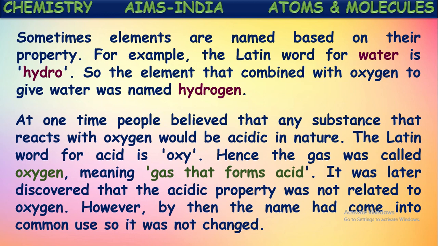So earlier they thought that the substances on reaction with oxygen were forming acids. That is why the name oxygen is given for this element. Oxy means here acid. Oxygen means acid generator or acid former. Of course, it was later discovered that the acidic property was not related to oxygen. However, by then the name had come into common use, so it was not changed. Actually, the name oxygen is given based upon the assumption that this element is responsible for the acidic property of substances. But later they discovered there is no relation between the acidic nature of substances and oxygen. But anyhow, that name became popular, so it is being continued. It is being used now. It is not changed. In this way, for certain elements, names are given based upon their properties. Okay.